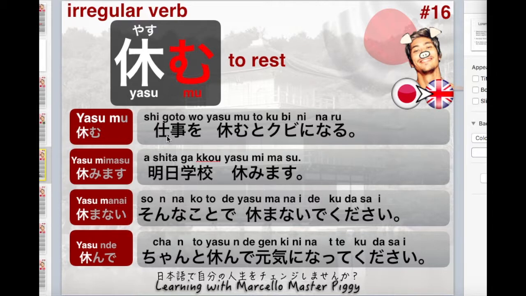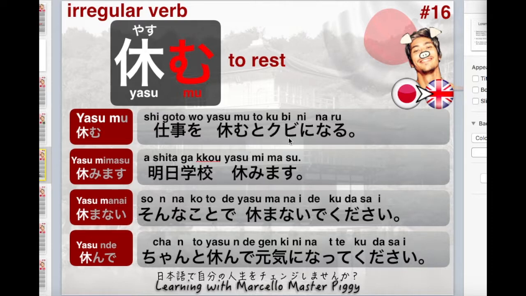So for example, shigoto o yasumu to kubi ni naru. 仕事を休むとクビになる。仕事を休むとクビになるよ。This means 仕事 means work or your job. Yasumu in this case is to not go to your job, to not attend. If it's a school, 学校 yasumu is to not attend classes. So it's to not go. Okay, to not be present.